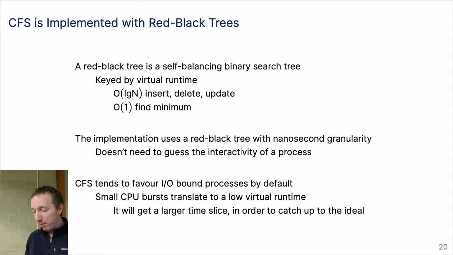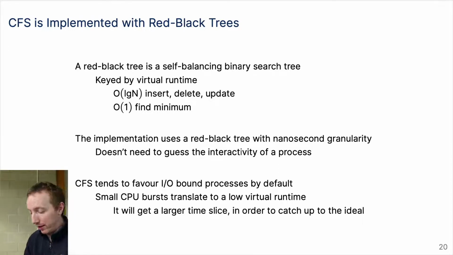So in this red-black tree, all the virtual runtimes are at a nanosecond granularity, which just means that's the smallest time unit it keeps track of. It doesn't keep track of picoseconds or half nanoseconds. It just goes down to the nanoseconds. And using this approach, it doesn't actually need to guess the interactivity of a process anymore. It just kind of falls out of what happens.